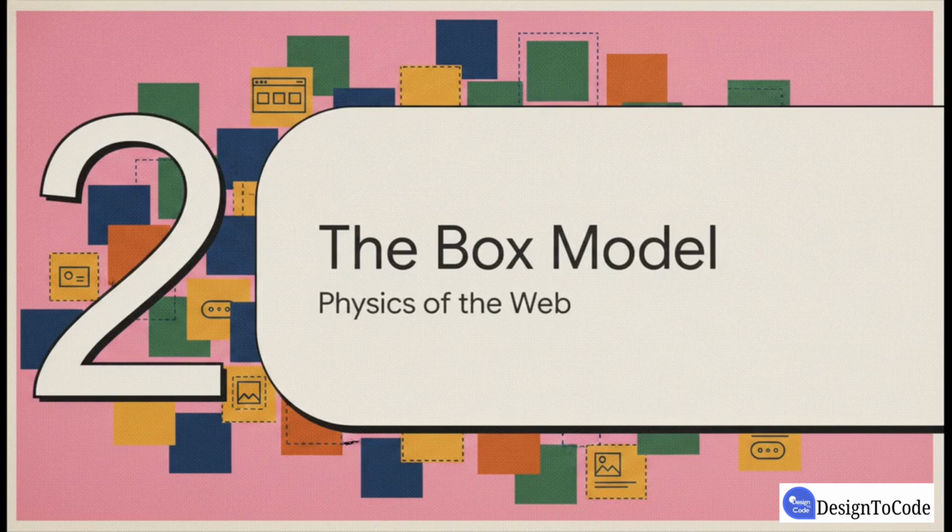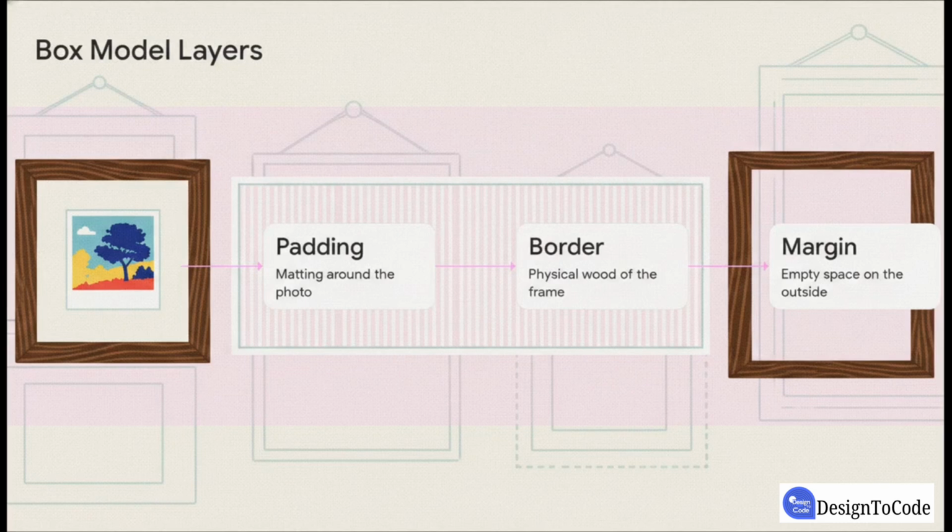Moving on to Section 2, Understanding the Box Model. This is literally the physics of the web. If you only remember one conceptual thing from this whole explainer, let it be this. Every single element on a web page, every image, every button, every tiny paragraph is fundamentally just a box. Let's break that box down from the inside out.